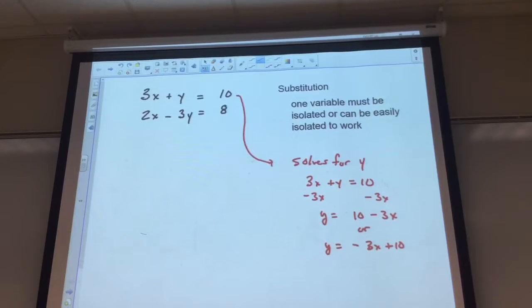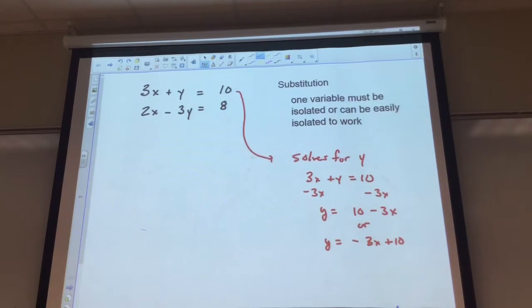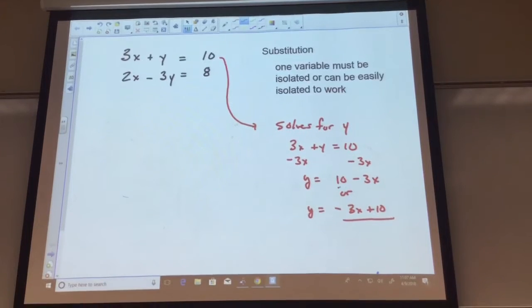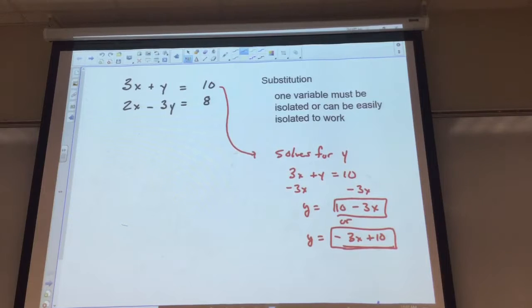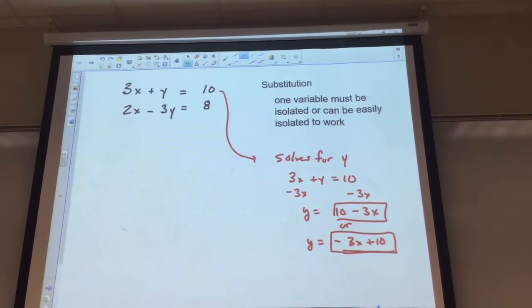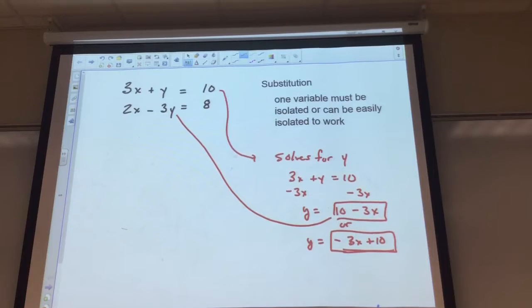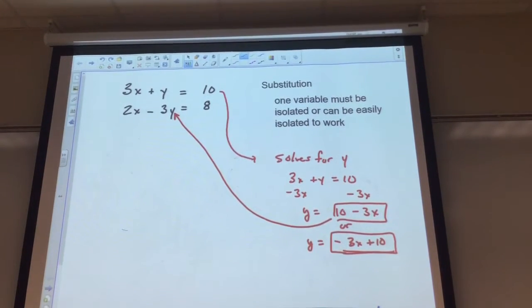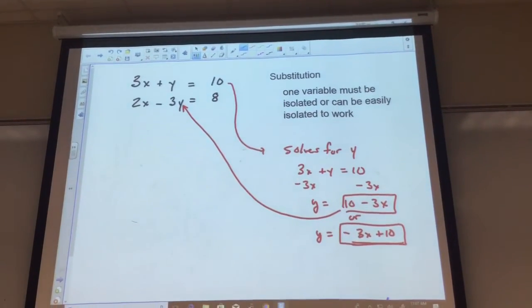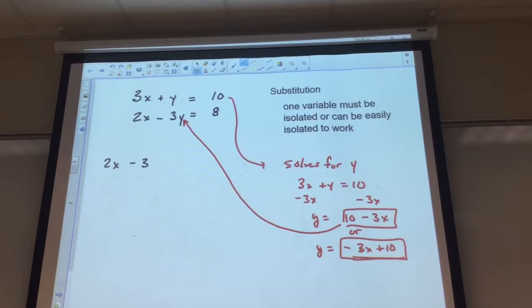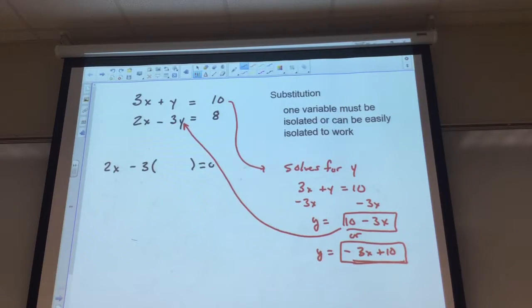Now, if substitution is appropriate, that means that this expression or this expression, both of these are legitimate representations for the value of y. So any way we look at it, one of those representations is coming back into this bottom equation. So we're going to have 2x minus 3 times whatever we're bringing in for the y variable, in whatever form we want. And remember that 90% of the time when you do substitution, you create a distributive property.